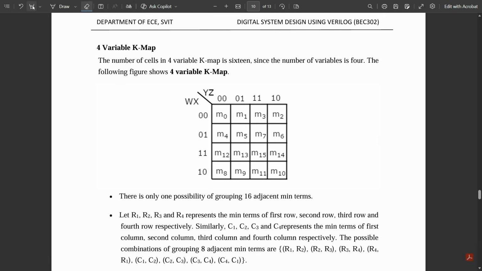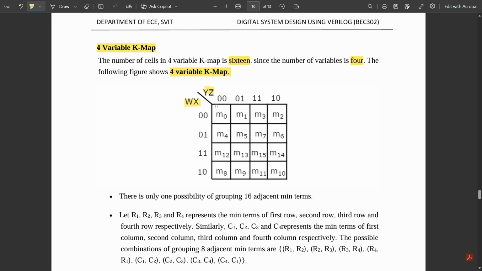Now this is the 4 variable K-map. You see here, this is a bit complicated. You should know how to represent it, how the cell positioning goes, everything, because if you miss it, you would be losing marks here. So listen to it very carefully. Here, the number of cells in a 4 variable K-map is 16. Why? Because 2 to the power 4 is 16, right? Since the number of variables is 4, the following figure shows the 4 variable K-map, that is WX, YZ.